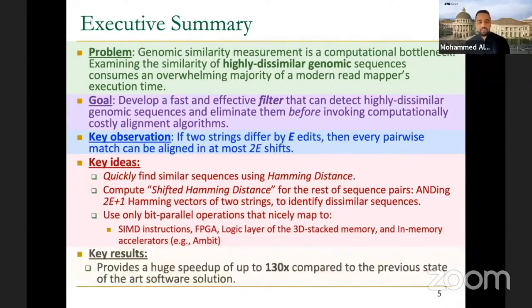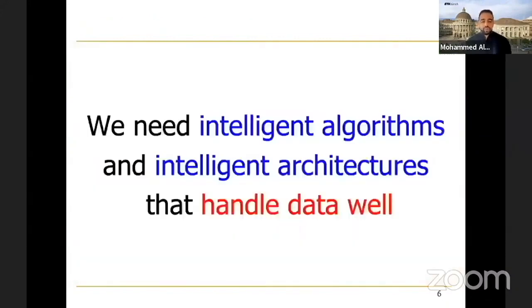And the key results are really very good, providing a huge speedup of up to 130x compared to the previous state-of-the-art software solution. And of course, if you compare it to the state-of-the-art software solution, you will find this speedup ratio is a bit lower than this, because the software at that time was very slow. We are talking about 2016, 2017 here.